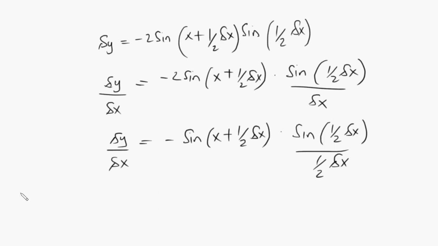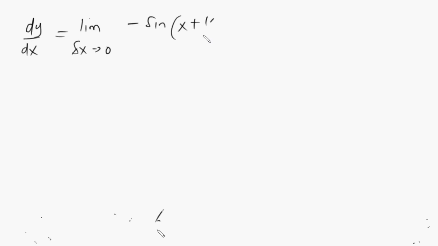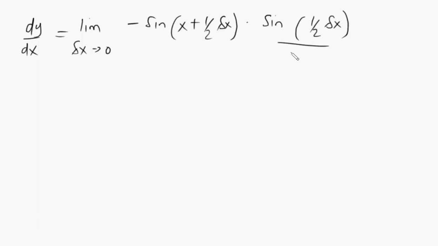But now I want dy/dx. This is what I want, differential coefficient, which is just equal to the limiting value as Δx approaches 0 of this guy, Δy over Δx, which is this one. So my dy/dx now is just equal to the limiting value as Δx approaches 0 of negative sin(x + 1/2 Δx) times sin of 1/2 Δx over 1/2 Δx.